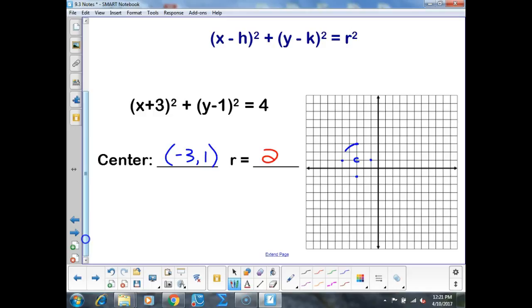And then I draw in a smooth curve to finish it off. Notice how my curve, or my circle, is not a diamond. Okay? Smooth curve, trying to hit all of those points.